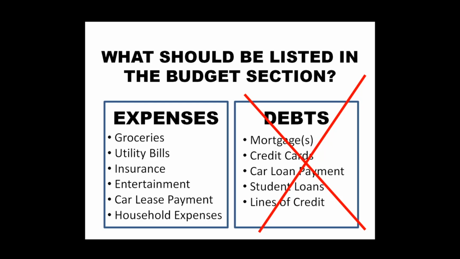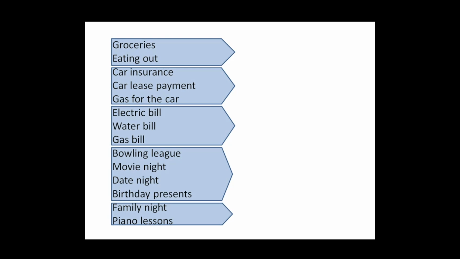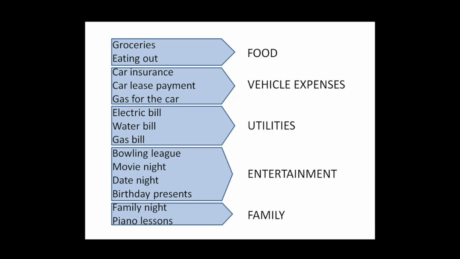Most people choose to itemize their expenses, which means they want to individually list each expense. To do that, grab a piece of paper and make a list of your non-debt living expenses. Once that is done, start grouping them together into groups of similar expenses. For example, you might place your electric bill, gas bill, and water bill into a group called Utilities, and date night and bowling league might go into a group called Entertainment.